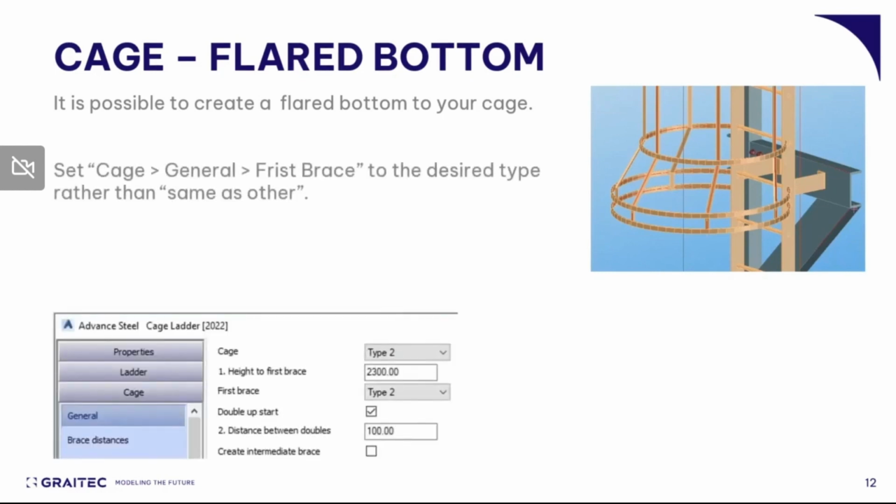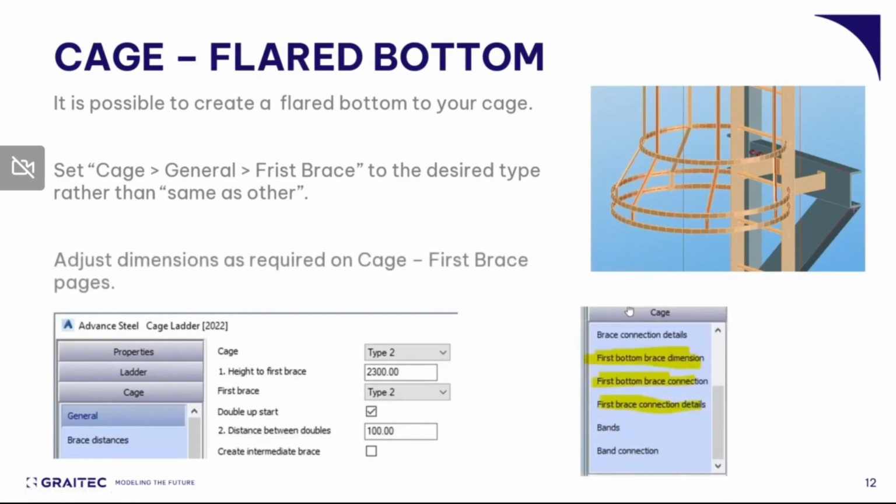Well, to do that, you have to set the cage general first brace option to the desired cage type, not to the same as others. So this option here, first brace, set that to the required type. And then once you've got that, you can adjust the properties or the dimensions and size of that hoop on those first bottom brace pages.